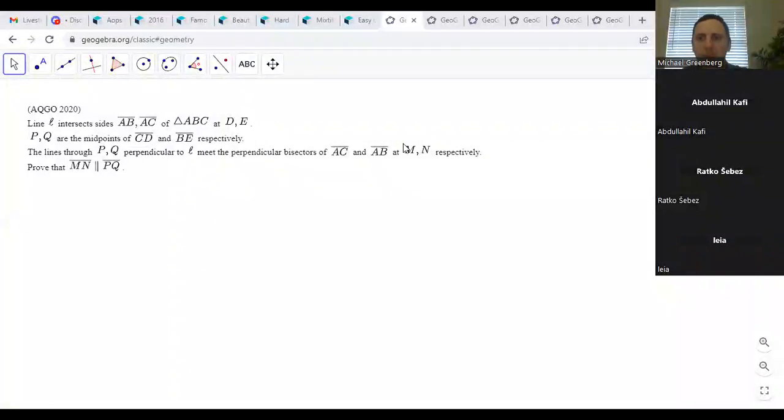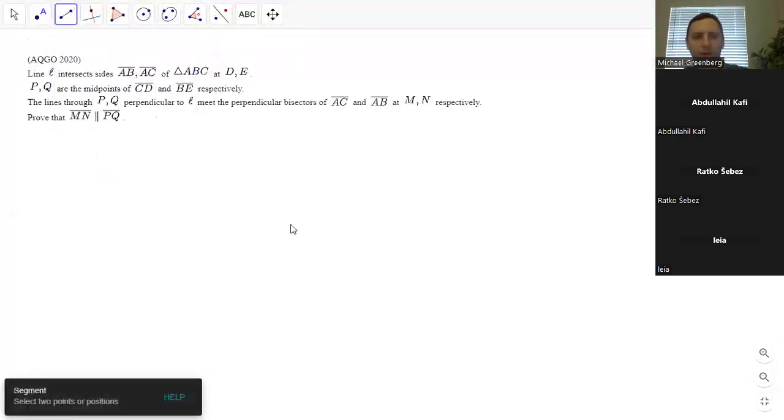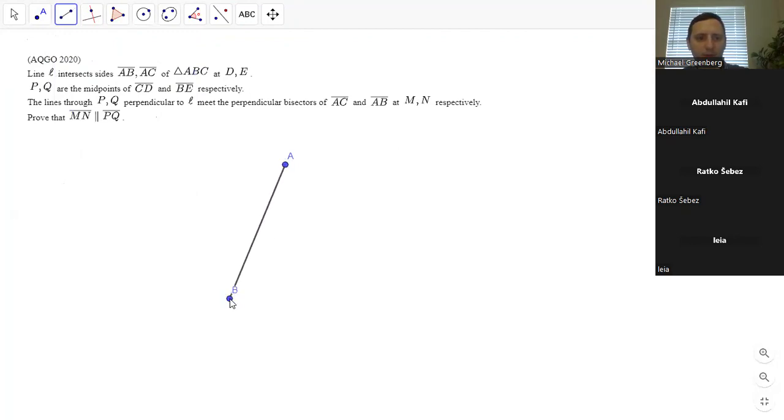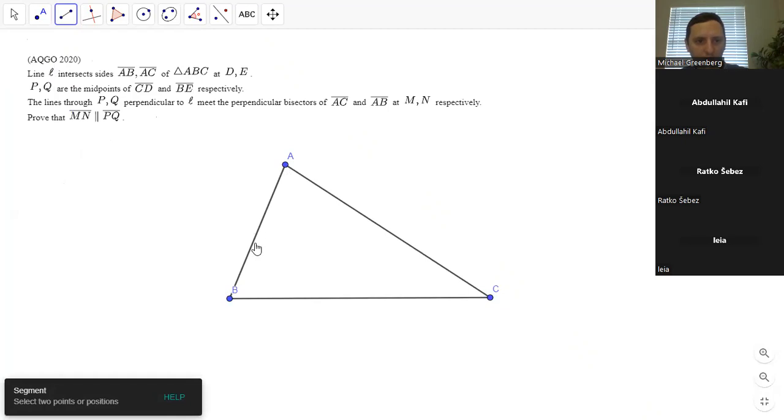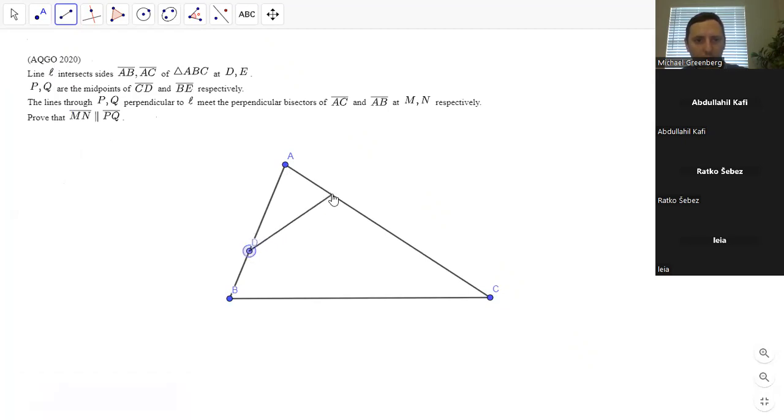Here is the first problem. We have a lot of people joining so far. So can you guys all see my screen? Yes. Okay. So this is the first problem. It's a little bit easier, but the others start to get harder. So let's see. We have ABC, and then we have a line L. I'm just going to draw D and E. So maybe something like that. P and Q are the midpoints of CD and DE.